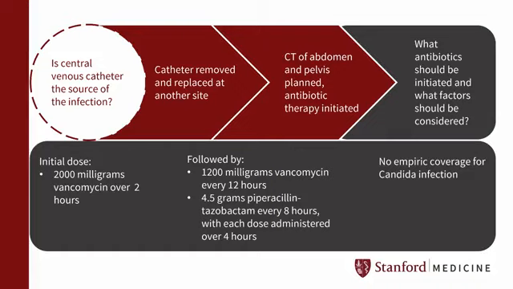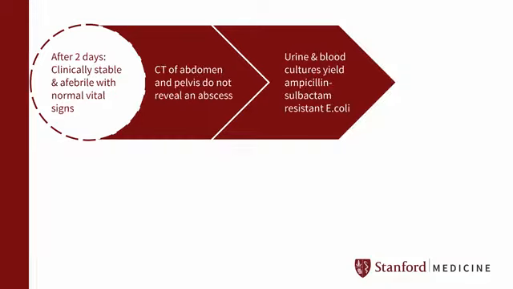For this patient, vancomycin was administered in an initial dose of 2,000 milligrams given over 2 hours, followed by 1,200 milligrams every 12 hours, consistent with his body weight and his normal serum creatinine. Piperacillin-tazobactam was administered in a dose of 4.5 grams of piperacillin every 8 hours, but with each dose administered over 4 hours. It was elected in this patient to not initiate empiric coverage for a Candida infection.